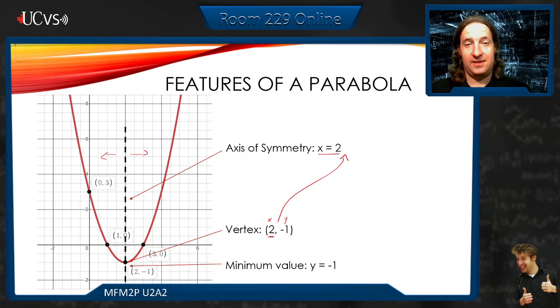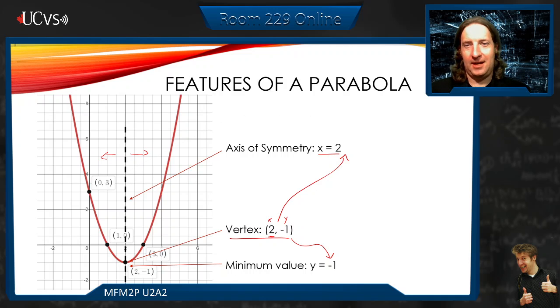We can also state the minimum value, and in this case, that's the y value of my vertex. So basically, if you know your vertex, you know both of those already. You just take them apart. (2, -1) splits up into the axis of symmetry is x equals 2, and the minimum value is y equals -1. You can sum it all up right here. But mathematicians like to have different terms for different things.